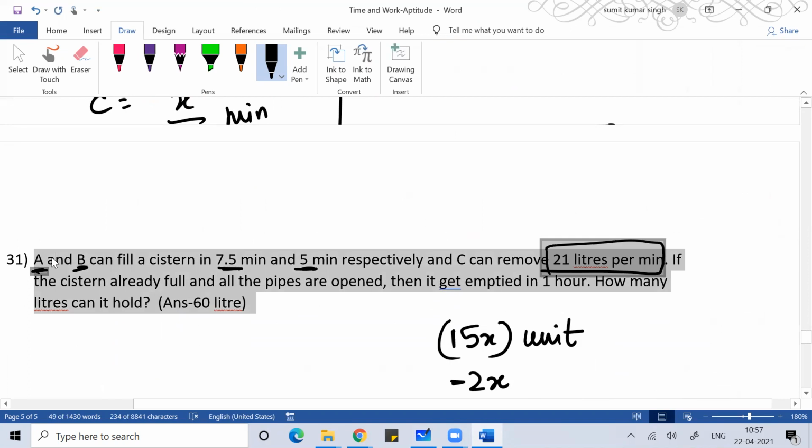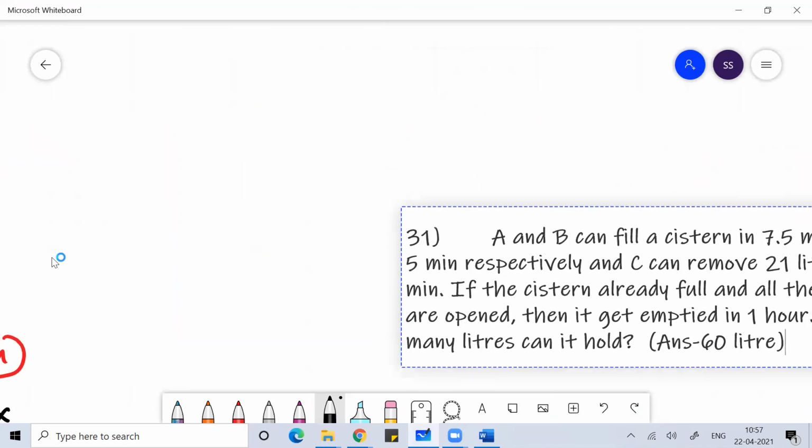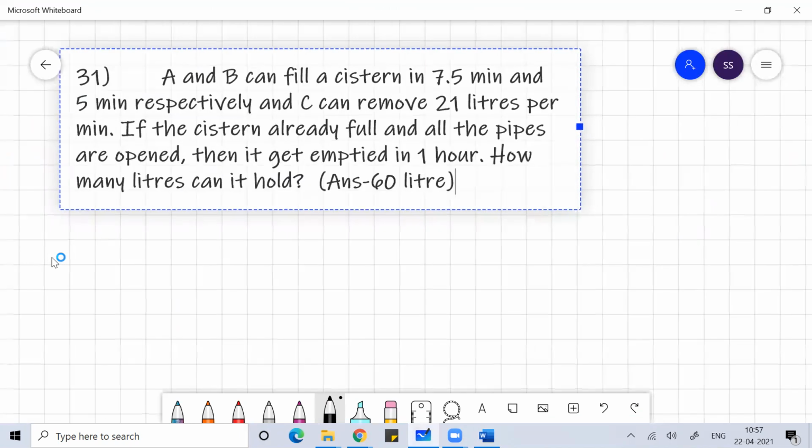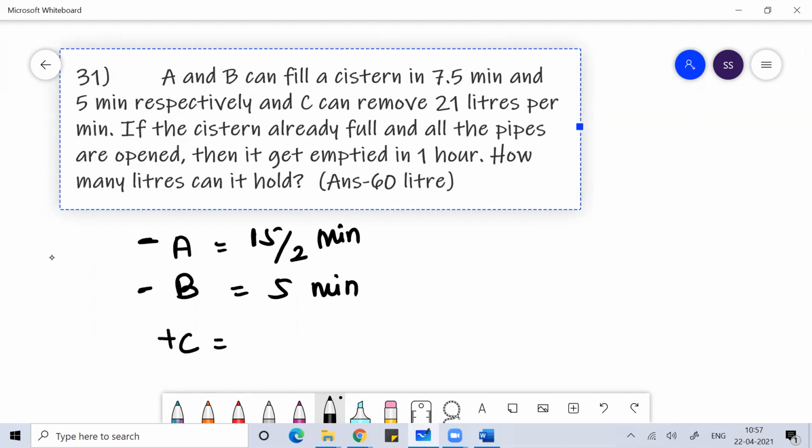If you want, we can do the same problem another way. Many people don't like this way to get the answer, so you can do it in another way. A and B are both doing inlet work. A can fill the system in 15 by 2 minutes, B can fill the system in 5 minutes, and C can remove water from the system in x by 21 minutes.